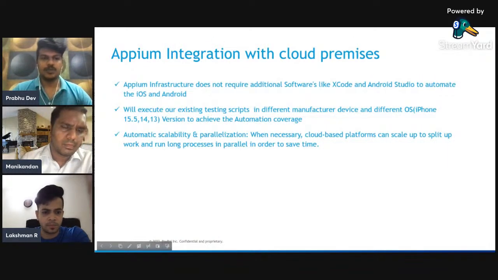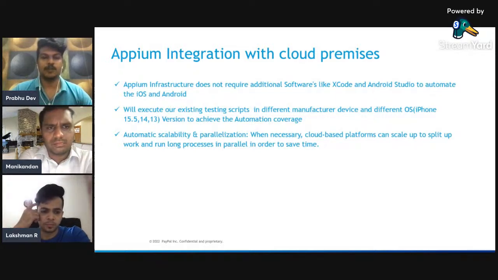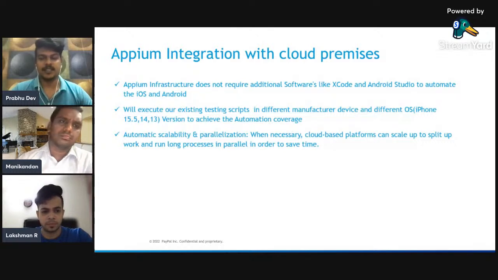Yeah. So right now, what we are going to discuss is how Appium gets integrated with cloud premises, and what the pros and cons are. On the pros side, the main advantage of integrating Appium with cloud premises is that it doesn't require any additional software like Android Studio or Xcode. We simply need Appium installed on our machine. It helps us connect to the cloud premises, access the devices, and run our tests and everything.